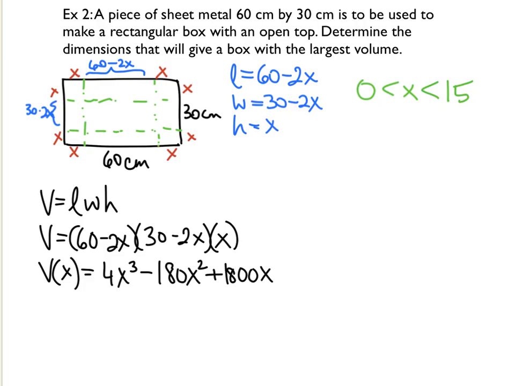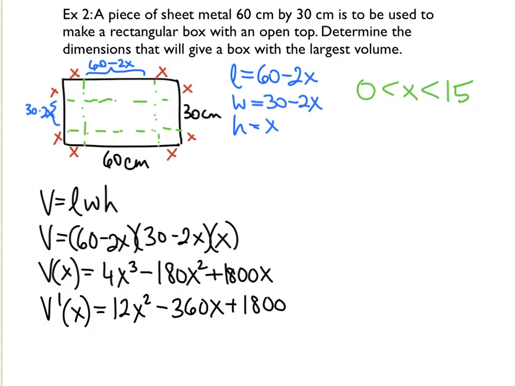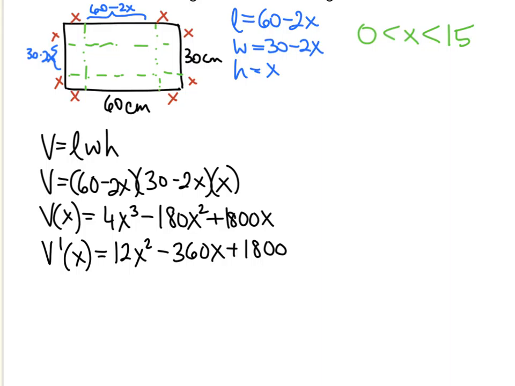Okay, so now the question asks to maximize the volume. To maximize, we think of taking the derivative and setting it to 0. So let's do that. Let's take the derivative, and then we'll get 12x squared minus 360x plus 1,800. And let's set it to 0. I'm going to set it to 0 and also factor out a 12 just to make it a little bit neater.